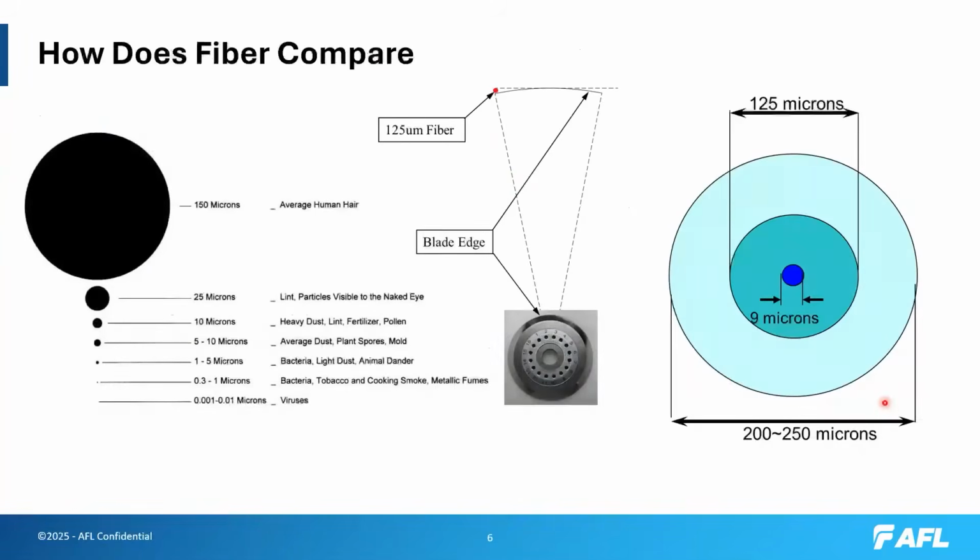Here's what a fiber compares with. The illustration you see here on the left-hand side is 150 microns. This is your average human hair. You get into lint particles at 25 microns, and heavy dust, lint, fertilizer, pollen at 10 microns. If I show another view to you, this is the structure of a standard 200 or 250 micron coated fiber, which is your typical UV acrylic that surrounds a 125 micron cladding.